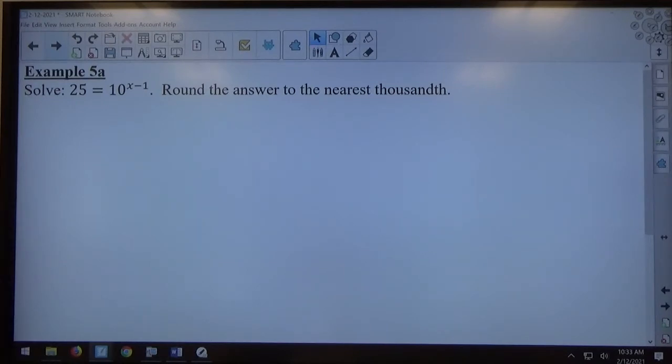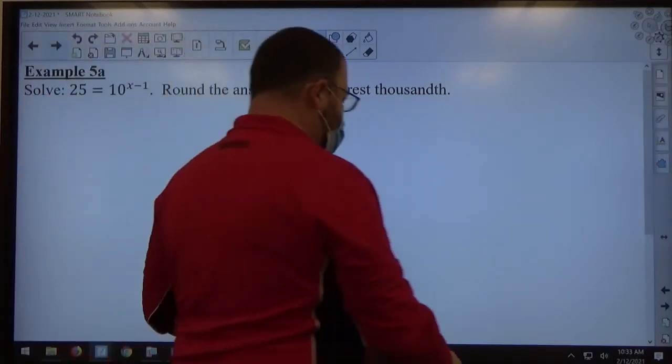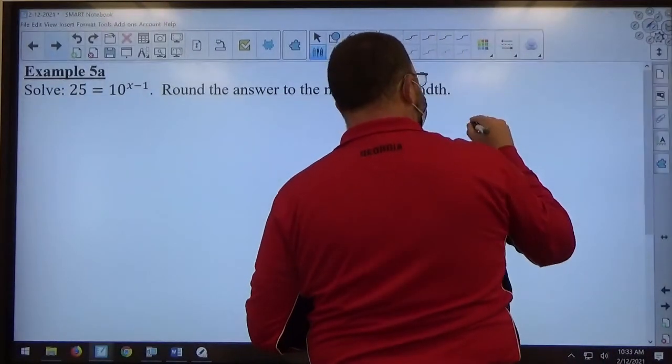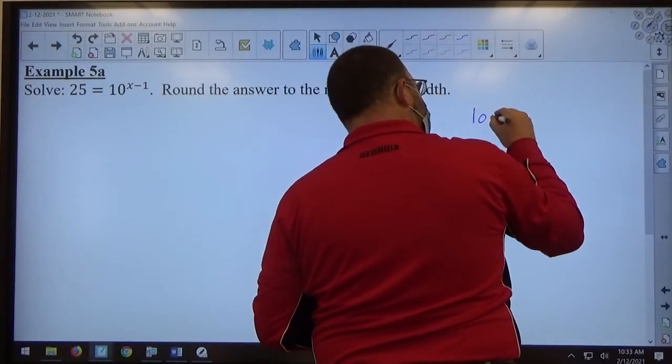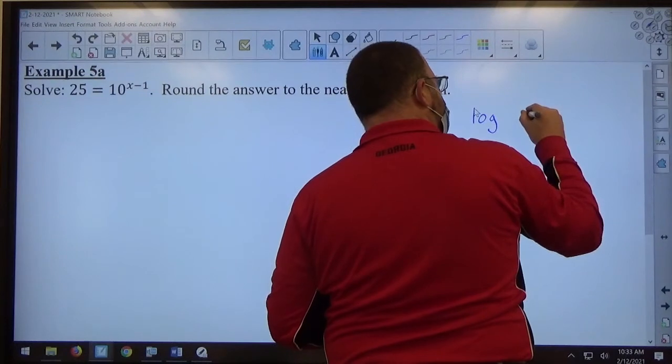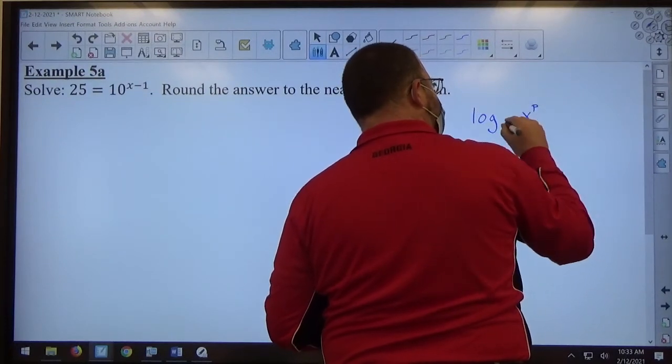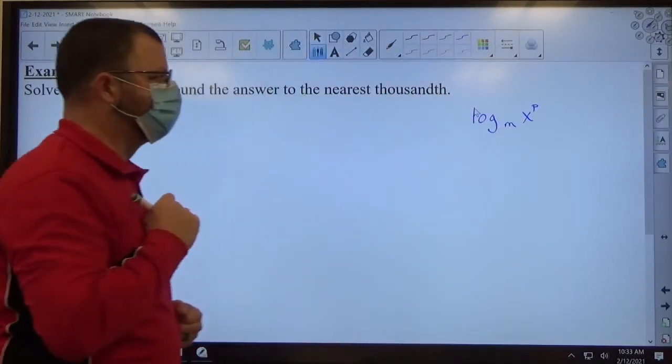Now, when this occurs, when we can't make the bases the same number, because I can't in this case, 10 to the first is 10, 10 to the second is 100, it skips over 25, I can't do the technique I've been using. I want to use logarithms in order to solve this problem. And one of the rules of logarithms I'm going to use is this one here. If you have log of something to a power, base something, if you have that structure.